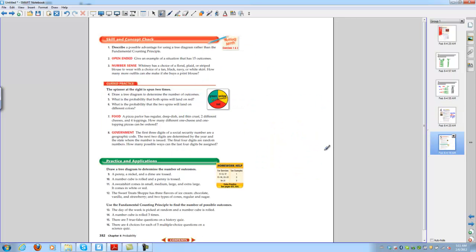So that pretty much covers everything that we're going to talk about in section 8.2. Go ahead and try those 4 through 8 under the guided practice in your notes so that I can see that, and come to class ready to do some work.